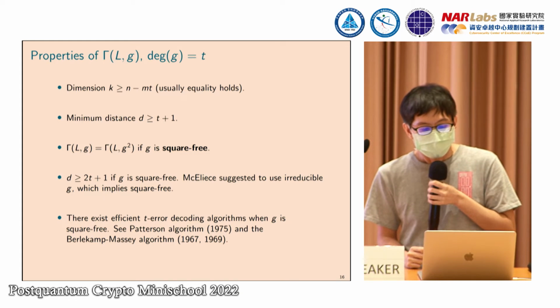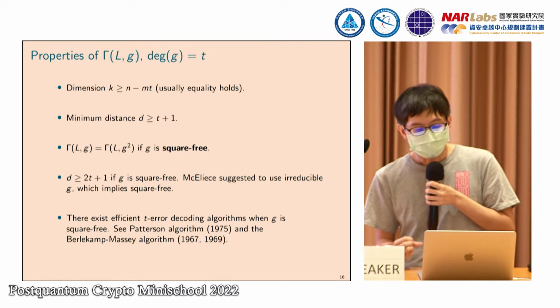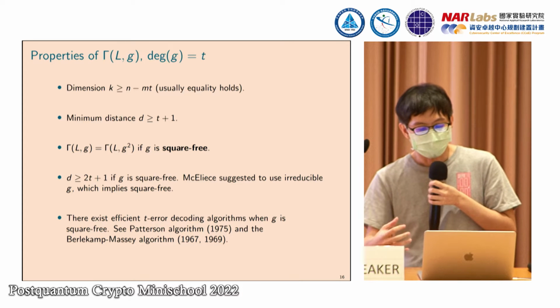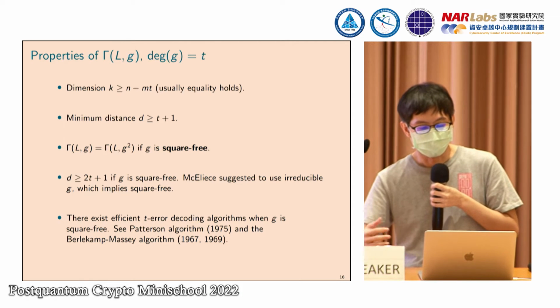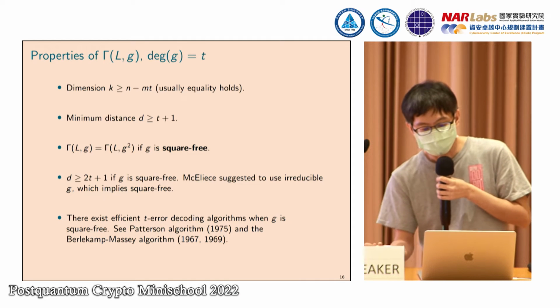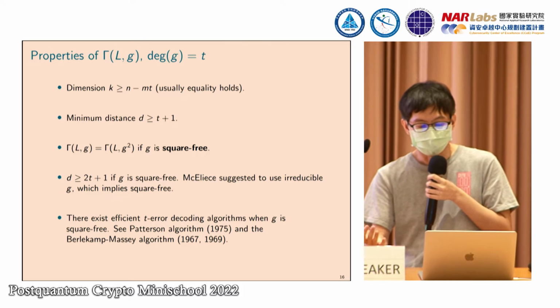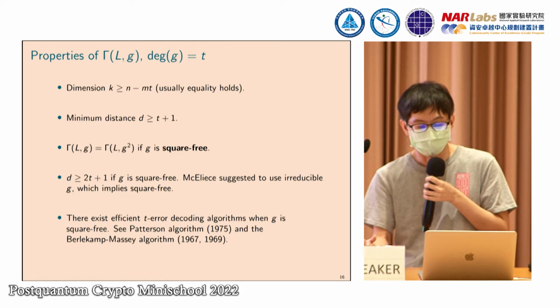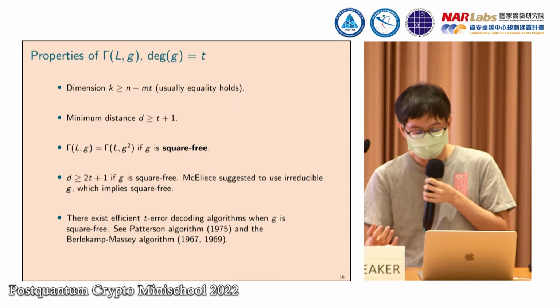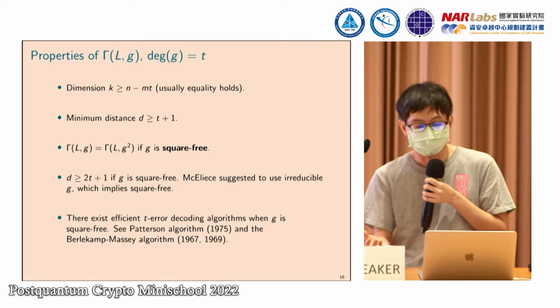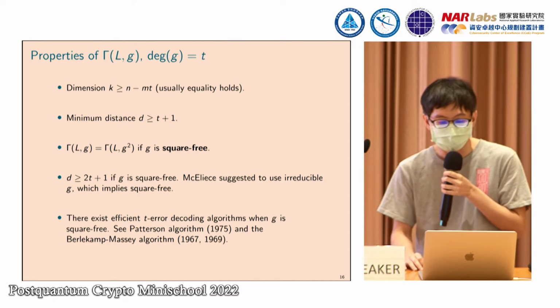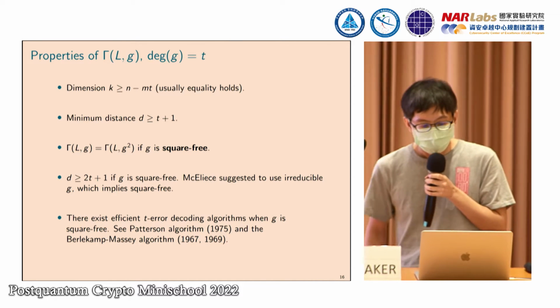Okay. And now you see that suddenly the minimum distance increased from at least t plus 1 to at least 2t plus 1. So we should be able to decode more errors, of course. So now we are able to correct t errors, where t is the degree of our Goppa polynomial G.